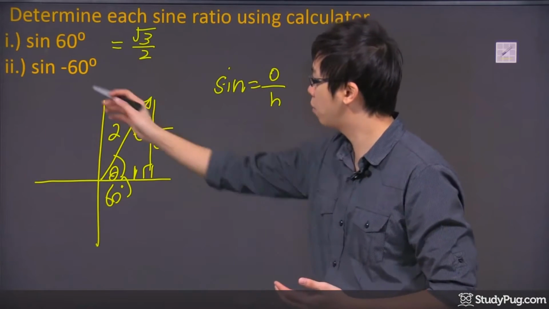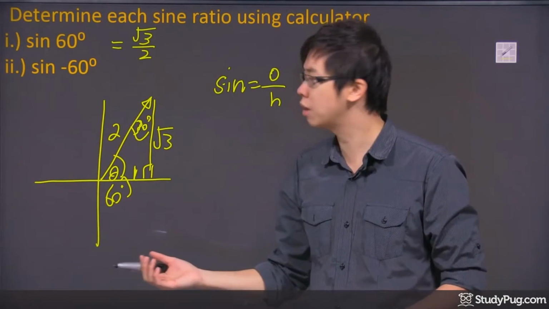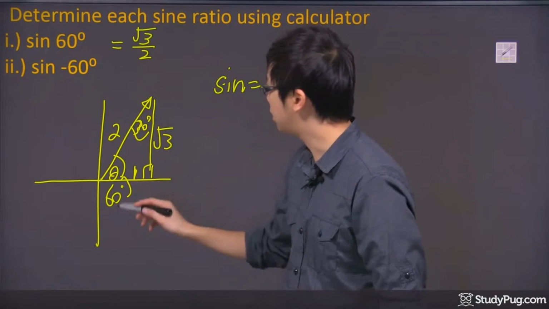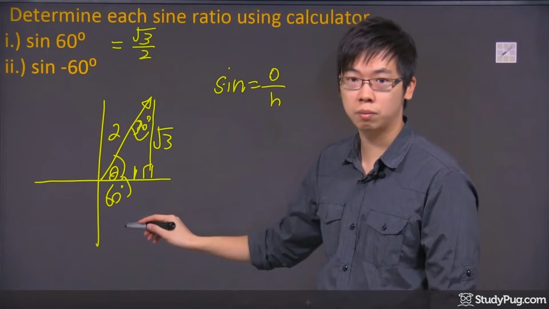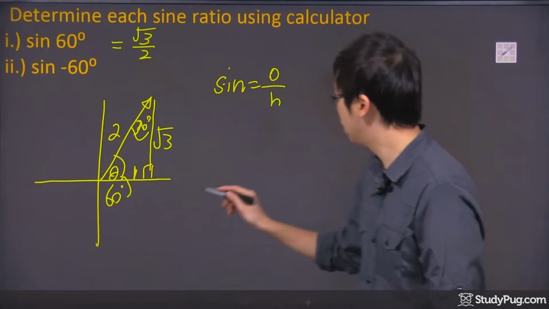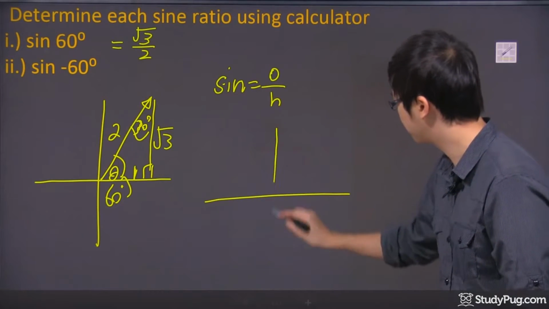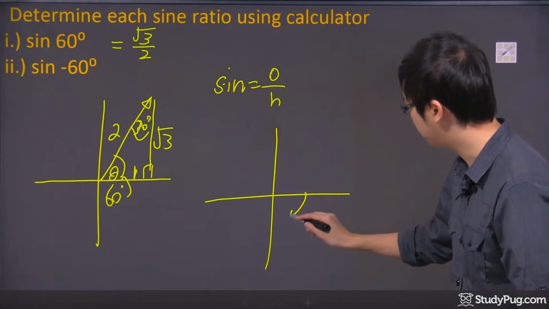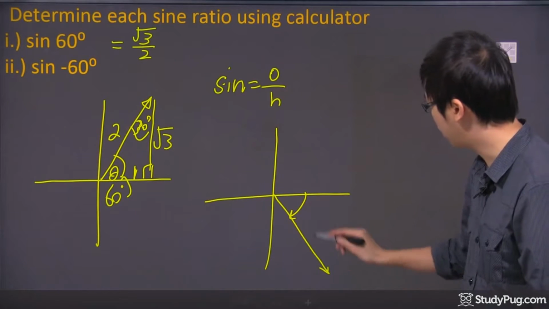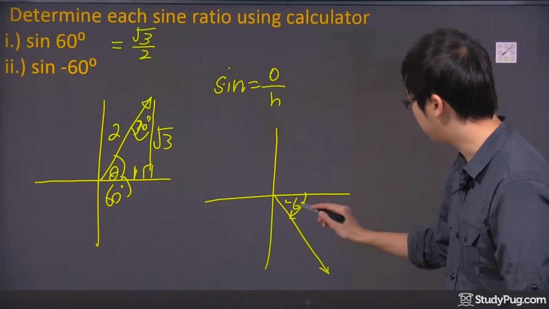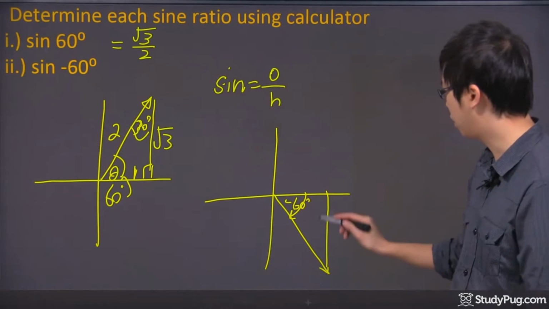So having said that, what about sine negative 60? What do we get for negative 60? Negative 60 just means you're going in this direction. See, this is positive 60, and the negative 60 will be over here. You're going down this way, okay? And there's your triangle right here. This is negative 60 degrees, and you get yourself a little triangle.